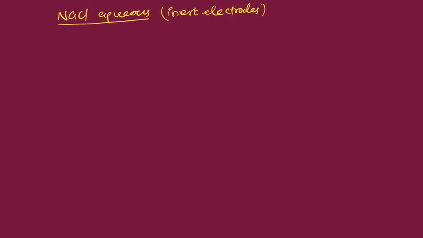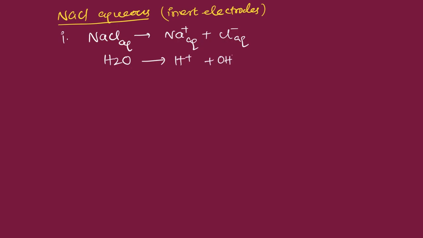Now, NaCl aqueous solution by using inert electrodes. The first step we always have to follow is ionization. NaCl aqueous ionizes into Na+ aqueous plus Cl- aqueous. Then water molecule is also present, that will be ionized into H+ plus OH-. This water is a weak electrolyte, therefore the degree of ionization is very less. You have to keep that in mind.